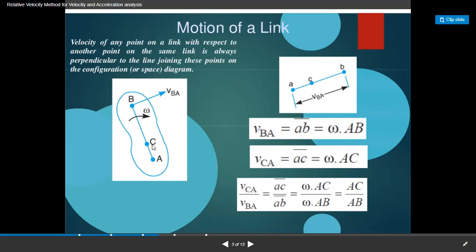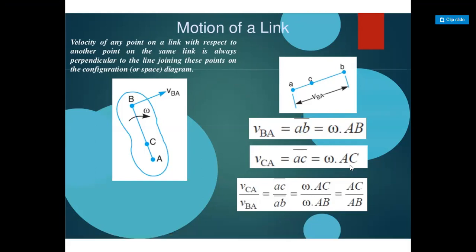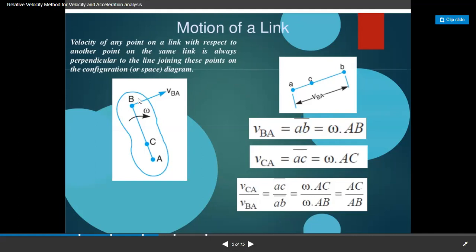And if you want to find the velocity of B with respect to point C, then the linear velocity of CA is equal to omega into AC, right? So the relative velocity is different with respect to different points. The velocity of B is constant, it will not change, but the relative velocity with respect to point A and with respect to point C is different. So VCA divided by VBA is equal to AC upon AB.